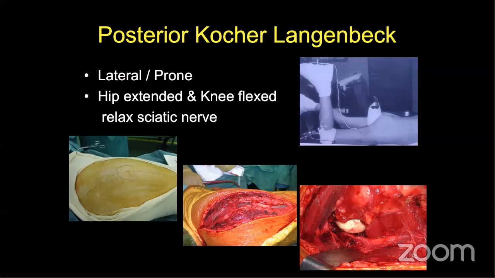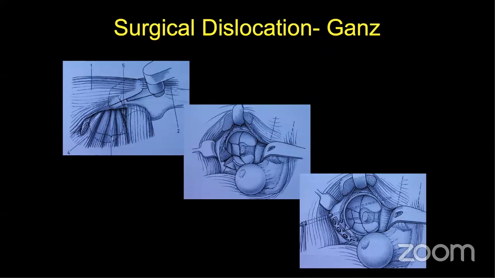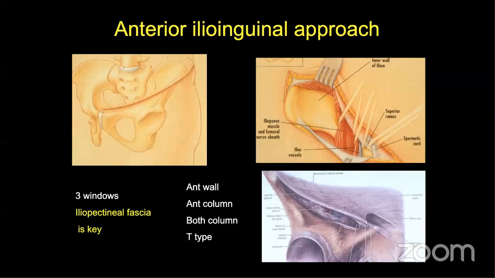A Kocher-Langenbeck approach is the workhorse for all posterior acetabulum fractures. The key is to make sure that you identify the sciatic nerve. There is a difference in how you handle the capsule of the hip joint as compared to a hip replacement approach. So a lot of people feel that they have done a posterior hip replacement and they can do a Kocher-Langenbeck, maybe, but there are certain differences that you need to appreciate. You can add a trochanteric osteotomy, conventional, or the Ganz type, and a safe surgical dislocation to help with the reduction through a Kocher-Langenbeck approach.